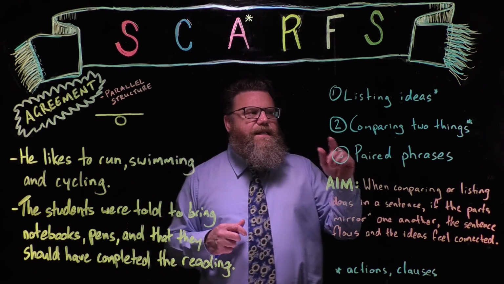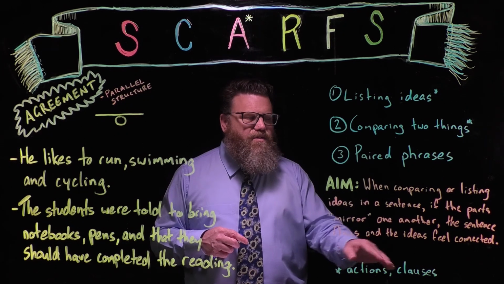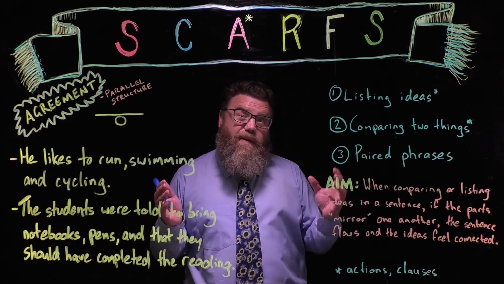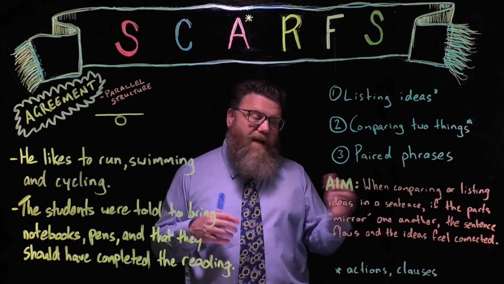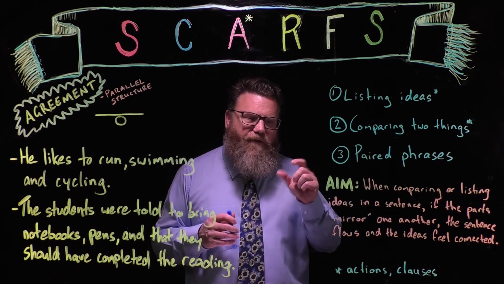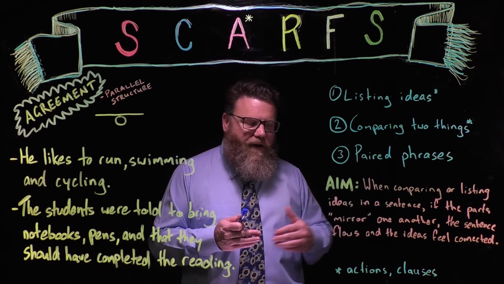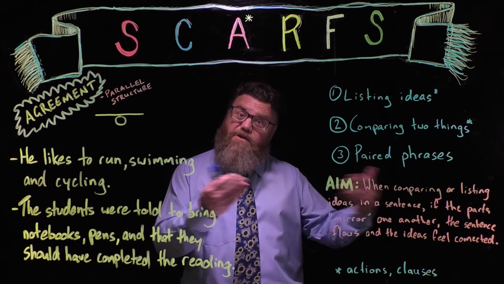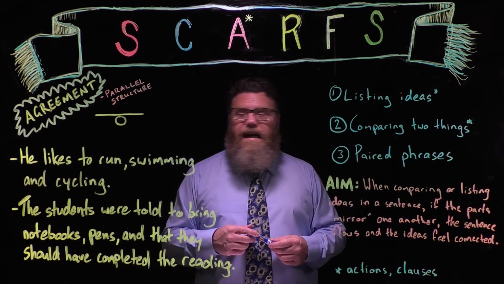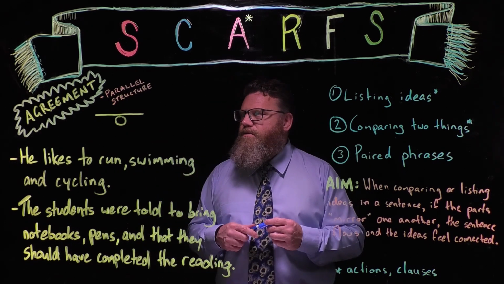The first one is listing ideas, okay, and that can also be listing actions or clauses. The second one is when we're comparing two ideas or actions or clauses. And then the last one is what I call paired phrases. So that's when you might have not only and then the phrase, but also and then the phrase, and those two phrases need to match. Okay, so let's start with listing ideas, because that's a fairly simple one to understand.